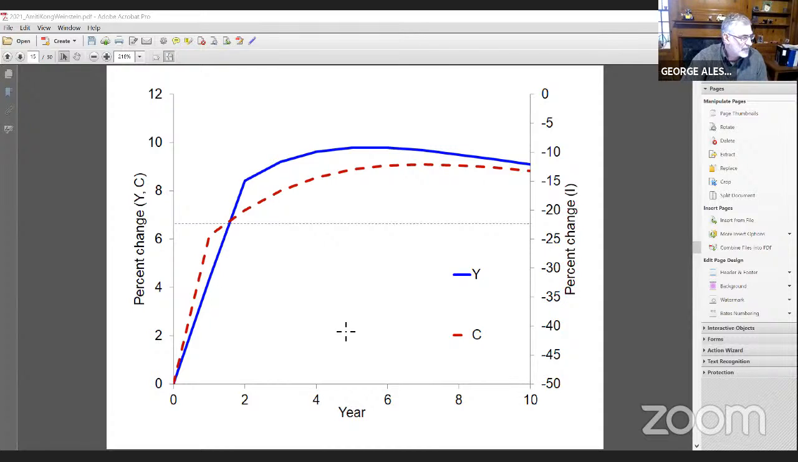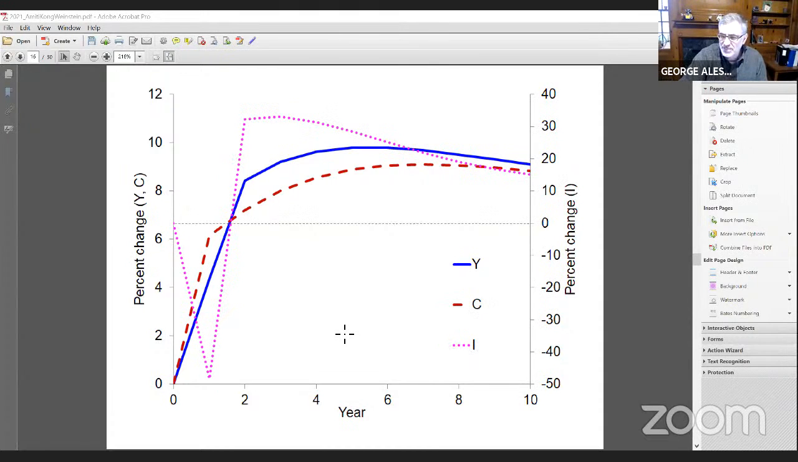Now, if we look at investment, what's going to happen with investment? Well, people are feeling rich from trade liberalization. They're going to accumulate more capital, but they want to consume first. And so investment collapses and then rebounds. So again, what we're seeing is what would come out of a standard model, which is a little bit different than what David was telling us.